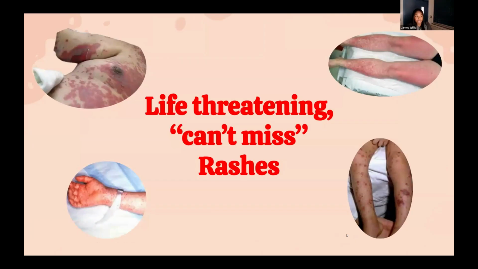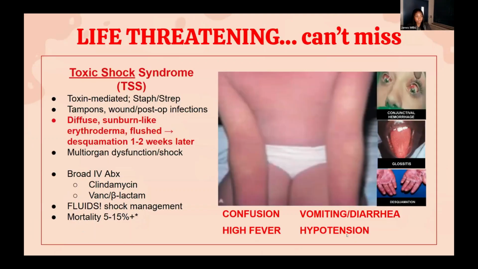All right, last section. Now we are at the life-threatening can't-miss rashes. All right, toxic shock syndrome. So this one is toxin mediated by staph, strep. You'll usually see this in women using tampons or post-op infections like surgical wounds. You have this diffuse sunburn-like erythroderma.